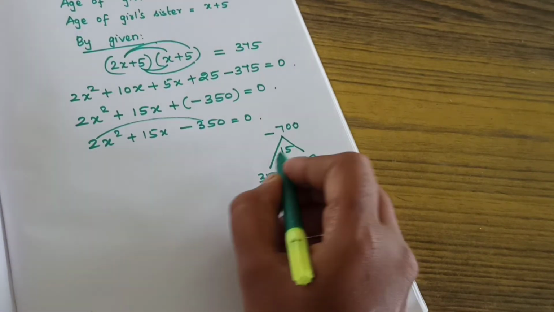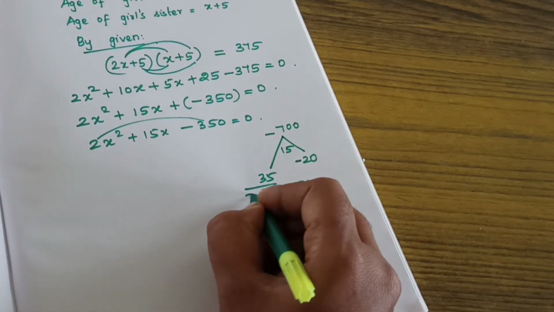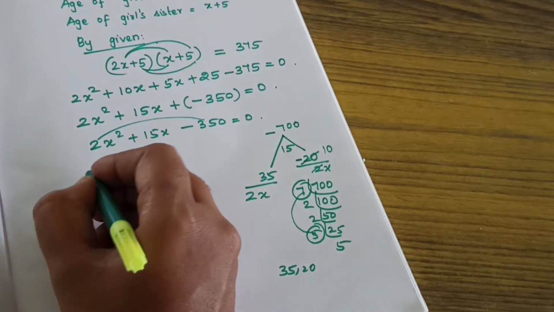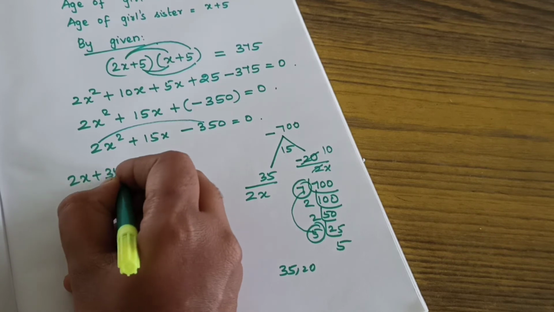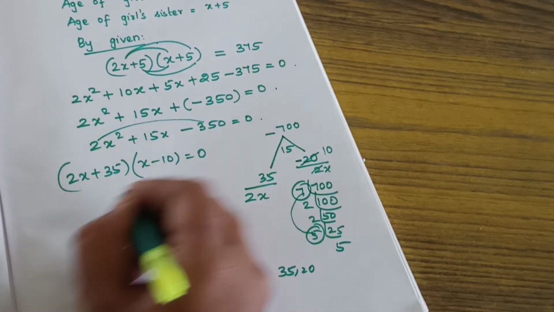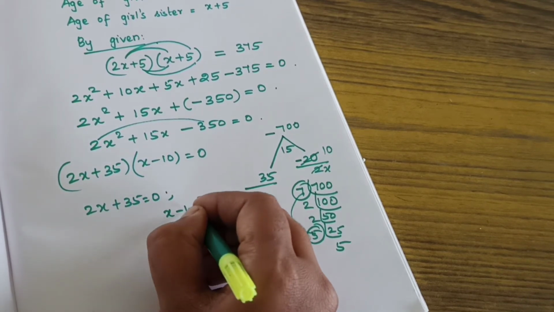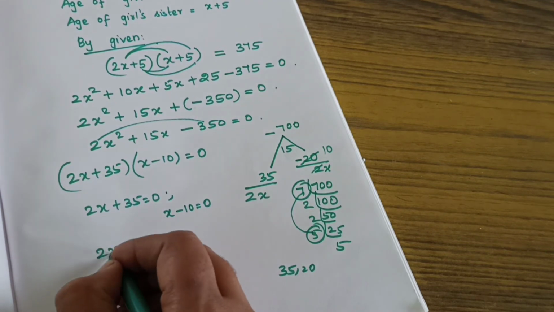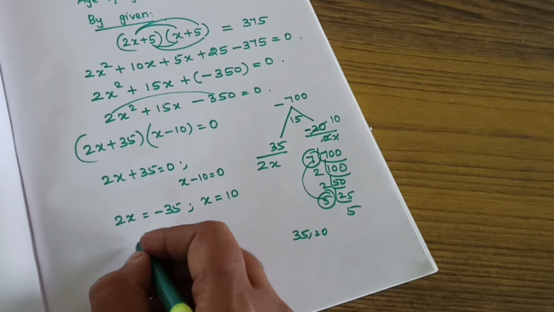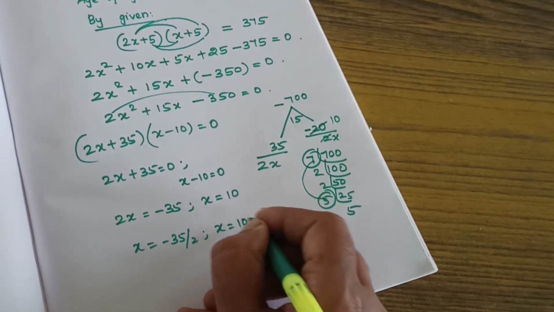Okay. So here the minus sign we need to get. So minus multiplying, so 35 by 2x by 2x. While cancelling this we are getting 10. So here (2x plus 35) into (x minus 10) equal to 0. So 2x plus 35 equal to 0, otherwise x minus 10 equal to 0. So 2x equal to minus 35, x equal to 10. Here x equal to minus 35 by 2 and x equal to 10.